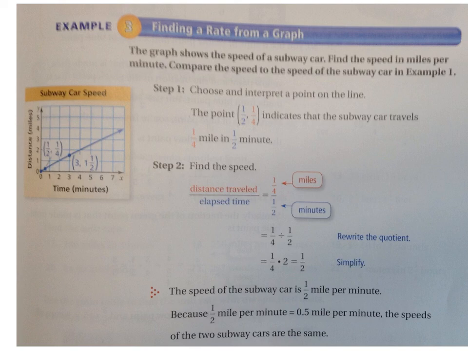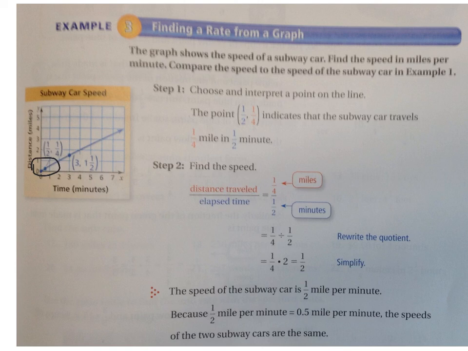So our first step is to choose and interpret a point on the line. So we look at our graph and we see that we've chosen a point here, and that point is at half of a minute and 1/4 of 1 mile. So it says the point (1/2, 1/4) indicates that the subway car travels 1/4 of a mile in half of a minute. And then it says find the speed.